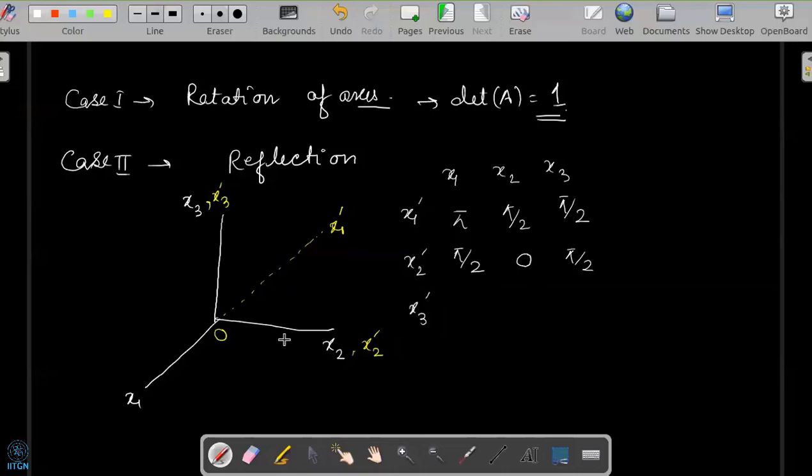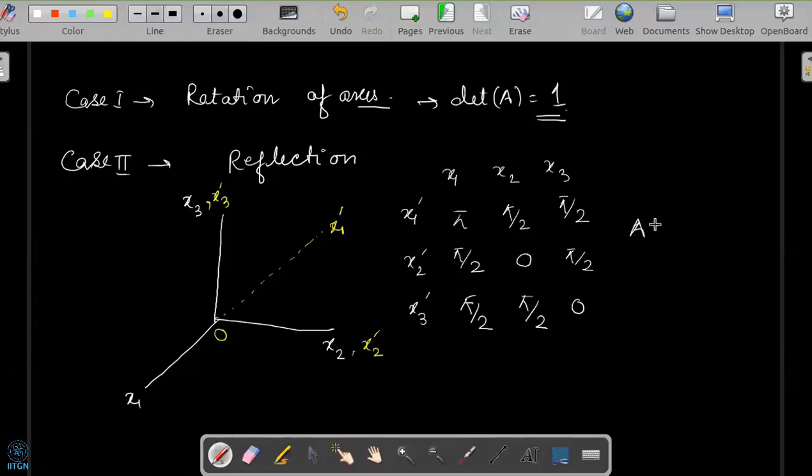x3 prime and x3 prime and x1, it is pi by 2. x3 prime with x2, it is pi by 2, and x3 prime with x3, it is 0. So this is the table showing the angles between these axes.